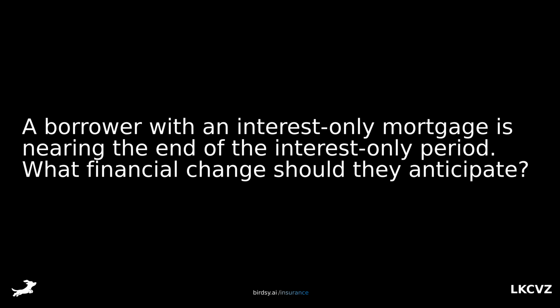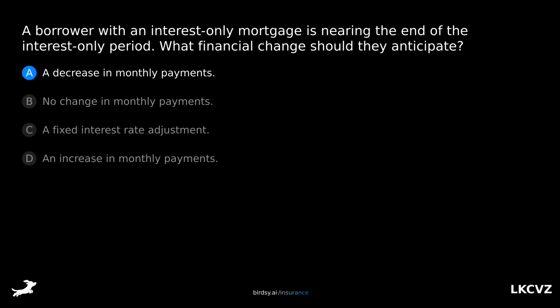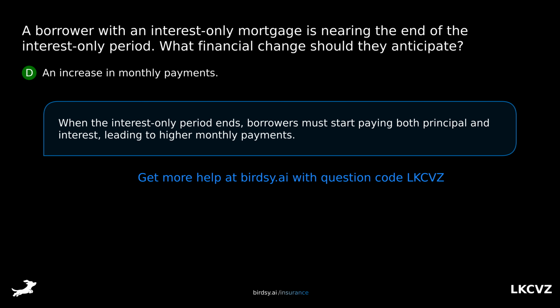A borrower with an interest-only mortgage is nearing the end of the interest-only period. What financial change should they anticipate? Is it A. a decrease in monthly payments, B. no change in monthly payments, C. a fixed interest rate adjustment, or D. an increase in monthly payments? The answer is D. an increase in monthly payments. When the interest-only period ends, borrowers must start paying both principal and interest, leading to higher monthly payments.